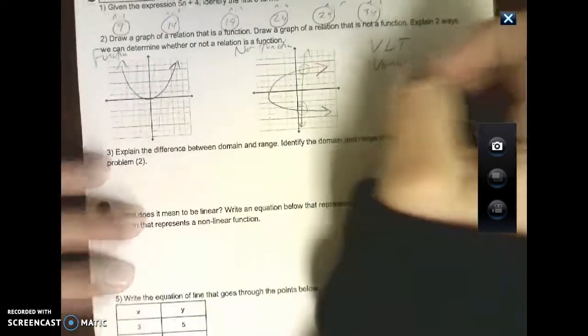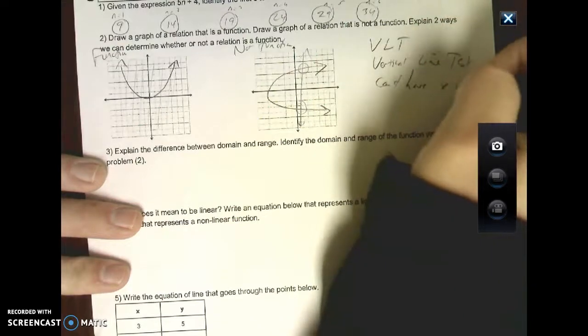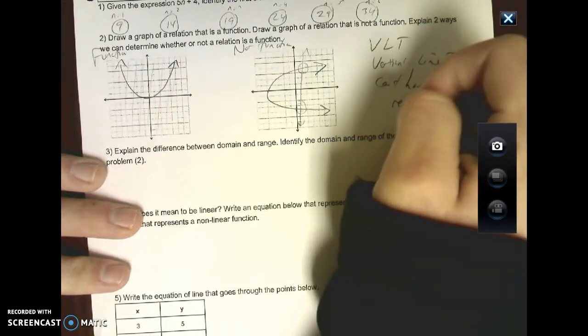You can't have x values repeat. That's the reason behind it.